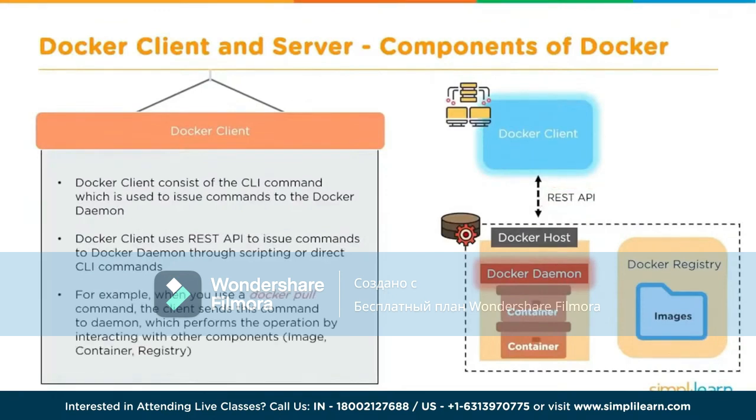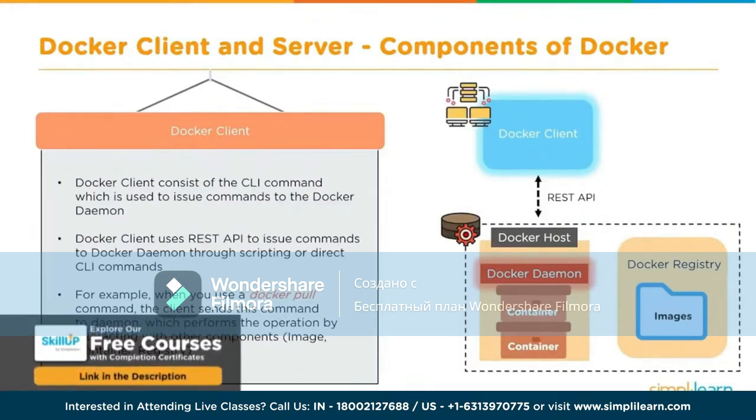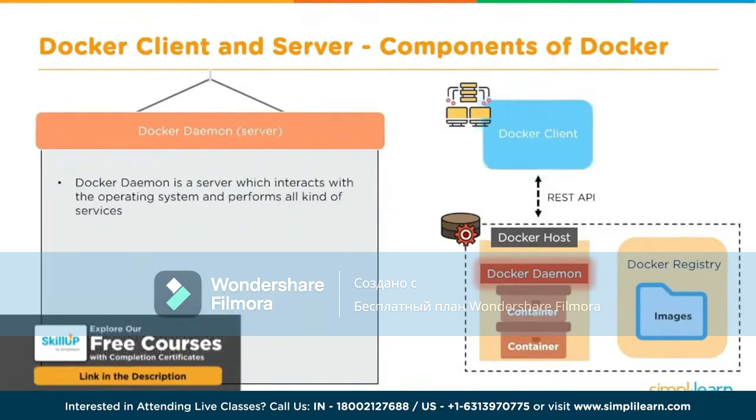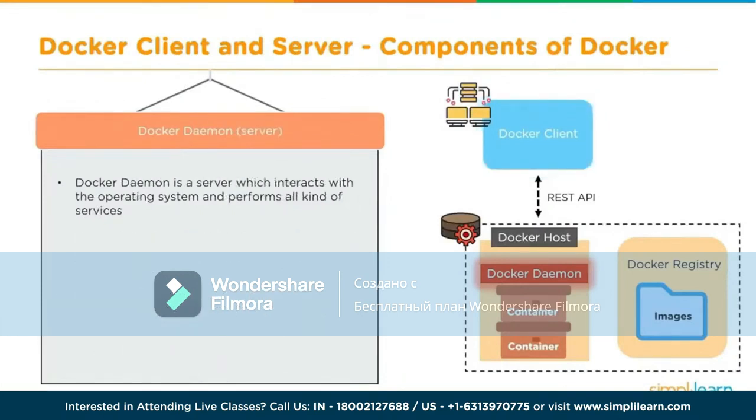So you can do similar communication such as a Docker pull command, which would send an instruction to the daemon, which would then perform the interaction of pulling in the correct components, such as an image or container or registry, to the Docker client. The Docker daemon itself is actually a service which performs all sorts of operating and performance services. And as you'd imagine, the Docker daemon is constantly listening across the REST API to see if it needs to perform any specific requests.